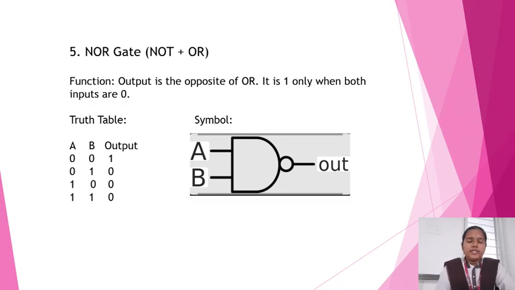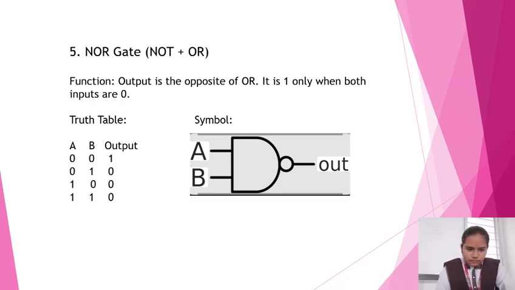We take inputs A and B and output as output. We take A equals to 0 and B equals to 0, the output becomes 1. If we take A equals to 0 and B equals to 1, the output becomes 0. If we take A equals to 1 and B equals to 0, the output becomes 0. A equals to B equals to 1, the output becomes 0. Because the output is the opposite of OR, it is 1 only when both inputs are 0.